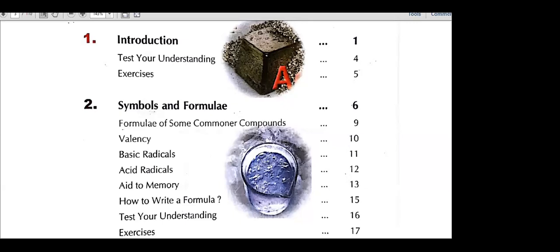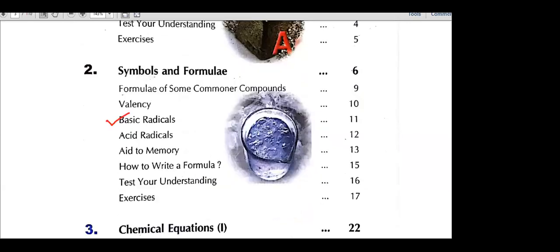Can anyone tell me what's the meaning of basic radical? If you have read the book, you should know what the meaning of basic radical is. Basic radical is just a name given to what? To what? Anion?